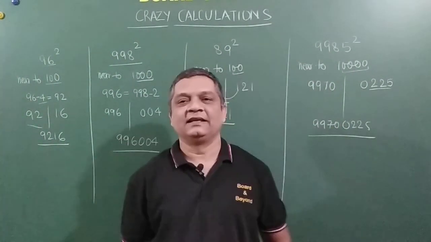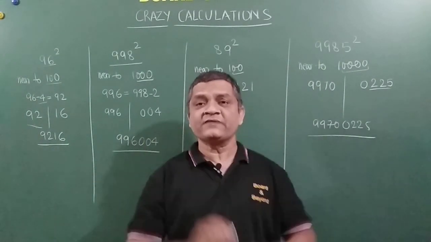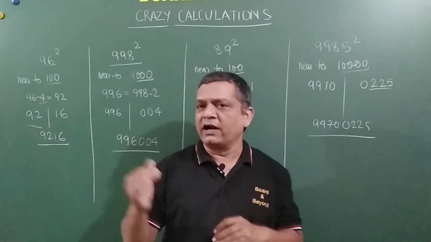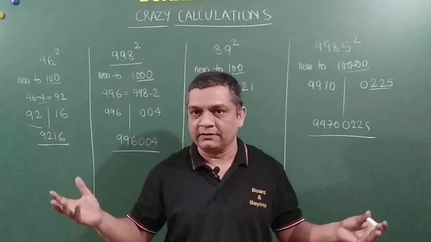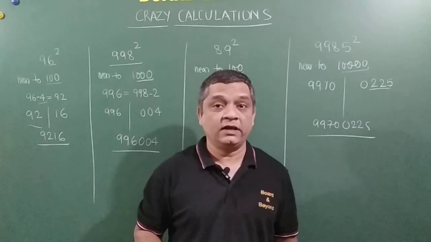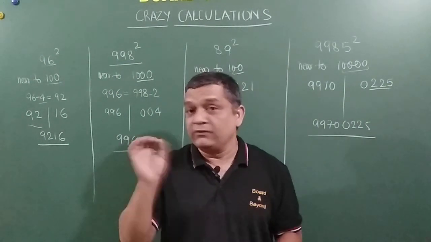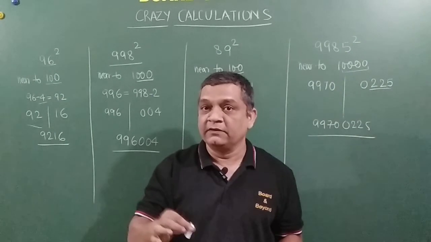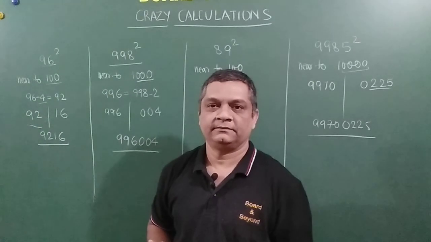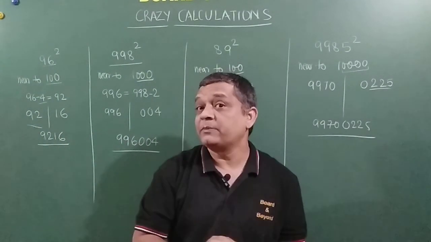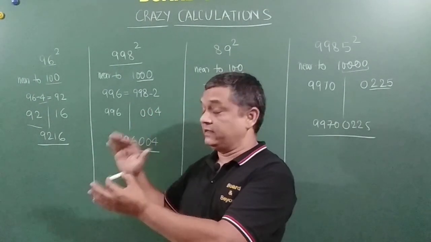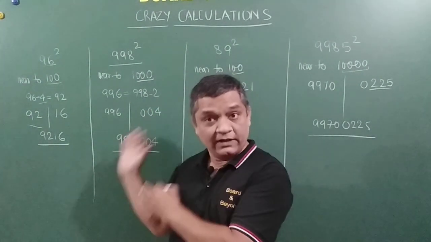So the basic thing here is that we first find out the base. That means the number given to us is near to what? Near to 100, 1000, 10,000, whatever. And how much lesser than that? Maybe 5 lesser than that. Then what we do is subtract 5 from the number given to us and write it on the left hand side. Now we have subtracted 5, so we square that and write it on the right hand side.